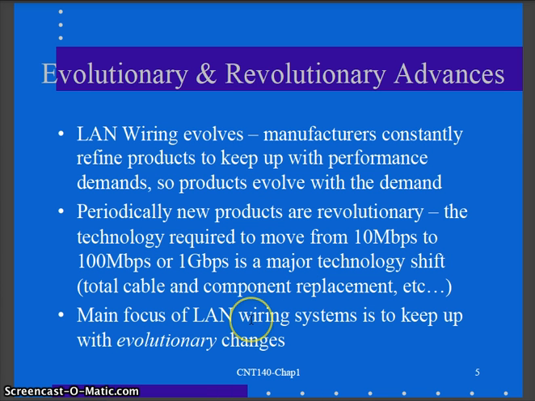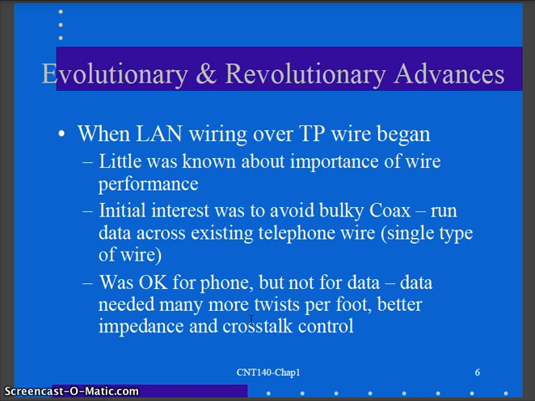Well, our main focus of our LAN wiring is to keep up with evolutionary changes. If I put a LAN wiring system in, I'm hopefully going to get 10 years, 15 years out of it, maybe 20 if we're pushing. And then we would make a massive change. All the cabling comes out, new cabling comes in to handle the massive bandwidth upgrade that we're doing, that sort of thing. So the author is introducing this idea.